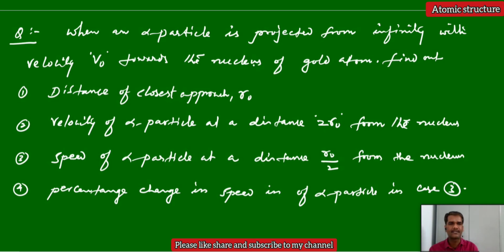When an alpha particle is projected from infinity with a velocity of v naught towards the nucleus of a gold atom, you have to identify the distance of closest approach. Then the velocity of the alpha particle where the distance is 2 R naught from the nucleus. Similarly, the speed of the alpha particle at a distance of R naught by 2. And the percentage change in speed of the alpha particle in case 3. Now we will see the solution for this question.